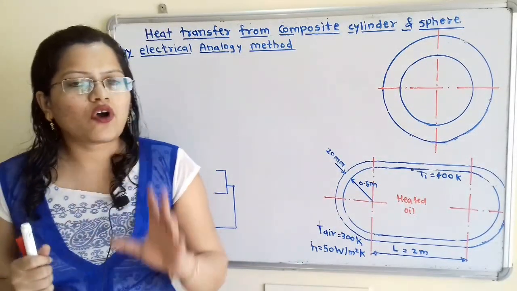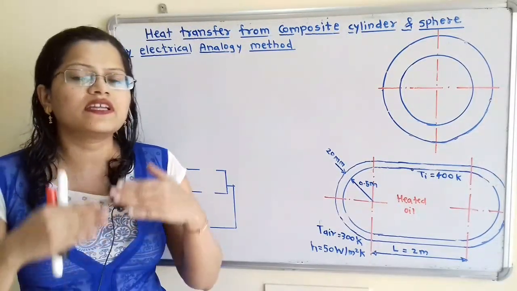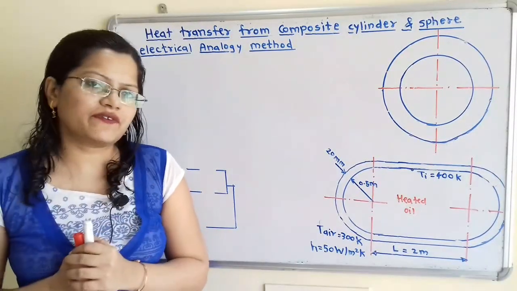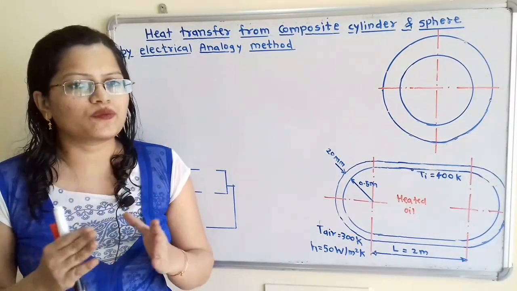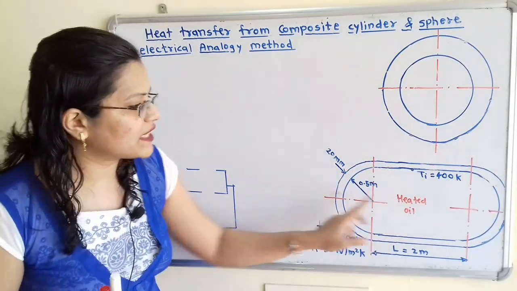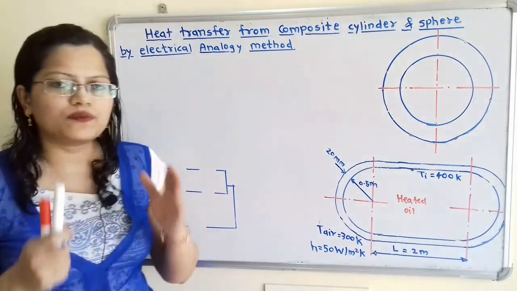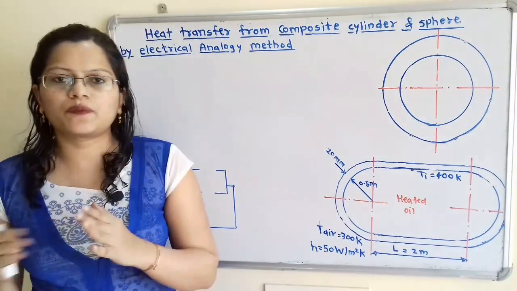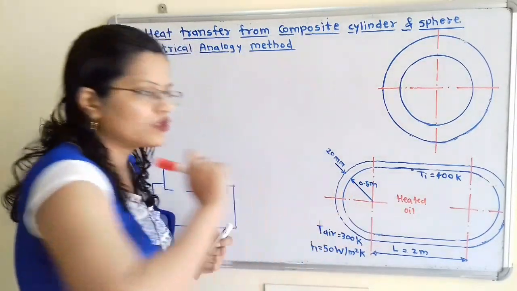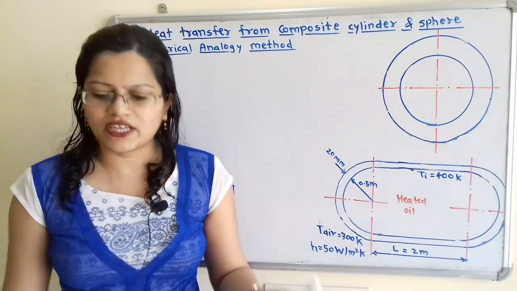Now this is the combination of cylinder and sphere, so we have to consider different resistances. Why are we going to consider different resistances? Because the formula to calculate the resistance for the cylinder as well as the sphere is different. Now if we observe the heat transfer process, heat will be transferred from this heated oil to the ambient air. So we have to show the direction of the heat flow.